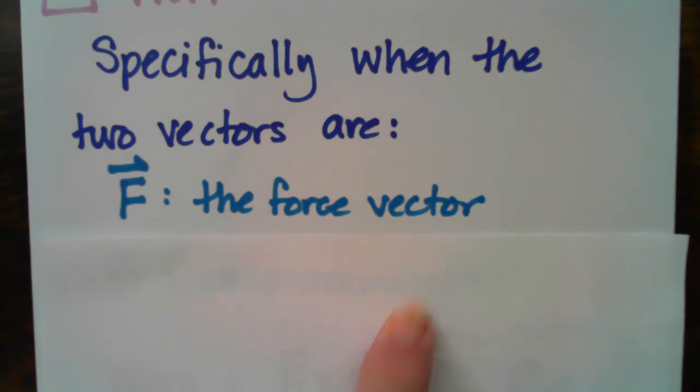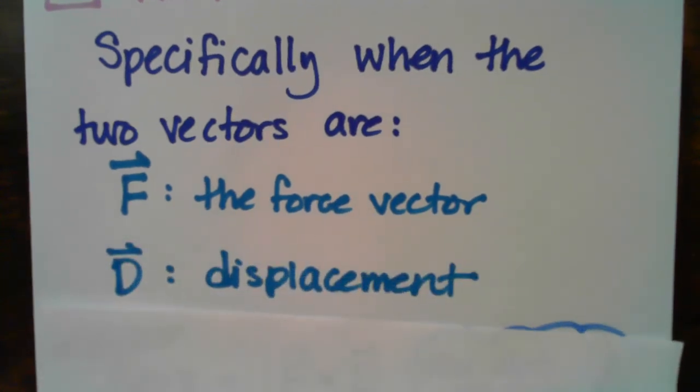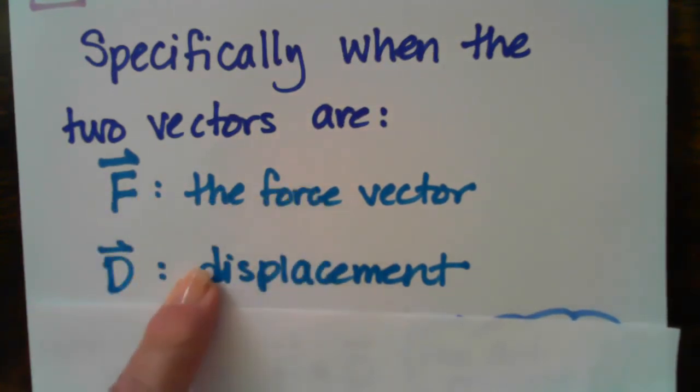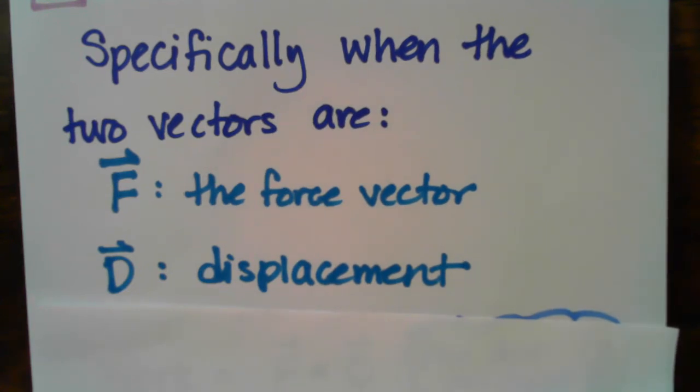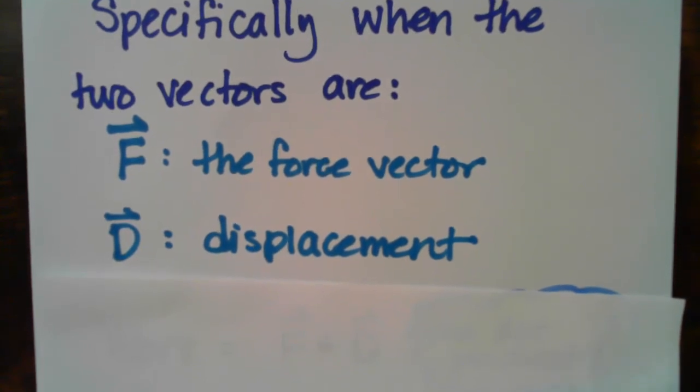So we have this force vector, and we have the displacement vector, and that is that the object on which this force was being applied has been moved, and it's moved some magnitude, some distance. The distance would be its magnitude, and in a particular direction.